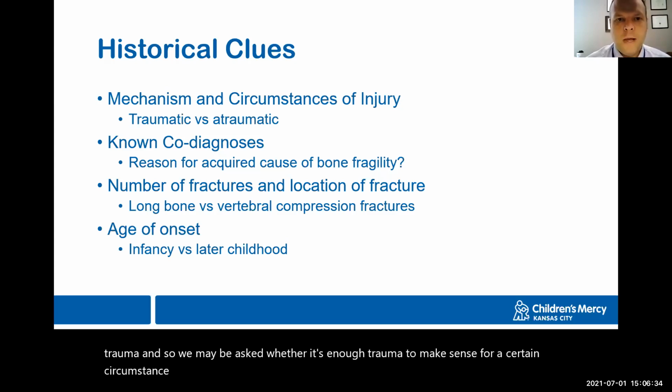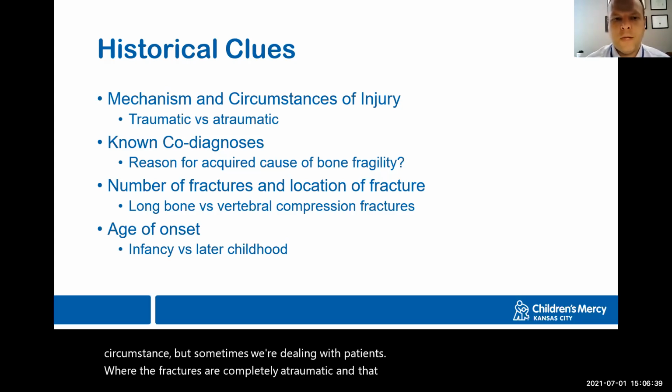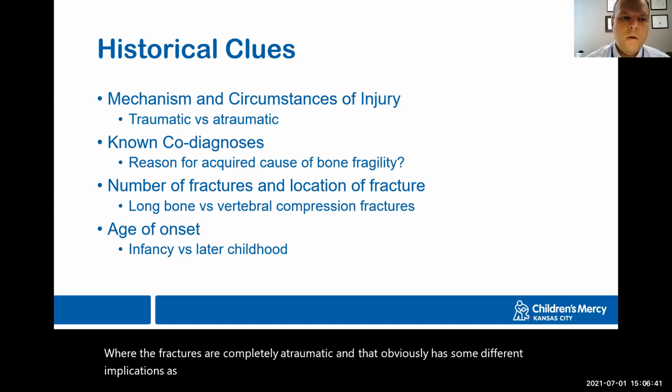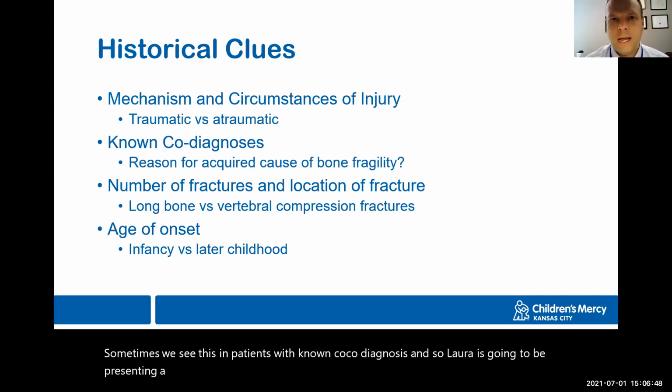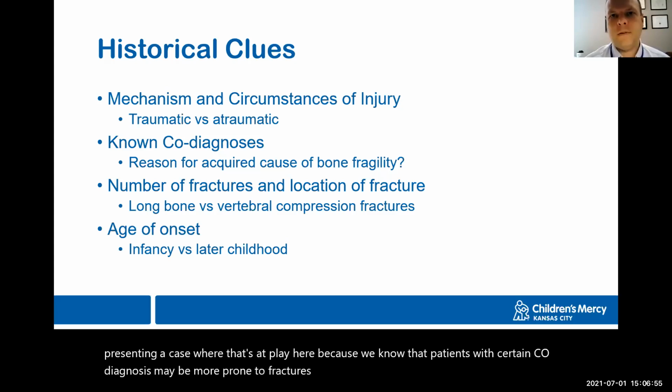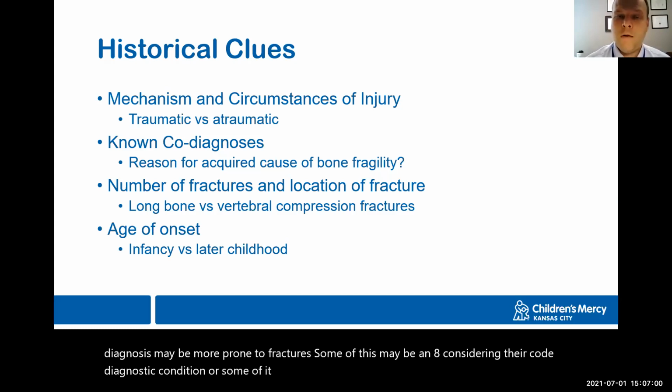But sometimes we're dealing with patients where the fractures are completely atraumatic, and that obviously has some different implications as well. Sometimes we see this in patients with known co-diagnoses. And so Laura's going to be presenting a case where that's at play here, because we know that patients with certain co-diagnoses may be more prone to fractures. Some of this may be innate, considering their co-diagnostic condition, or some of it may be acquired from sequelae of their known co-diagnosis that may be predisposing them to bone fracture or bone fragility.